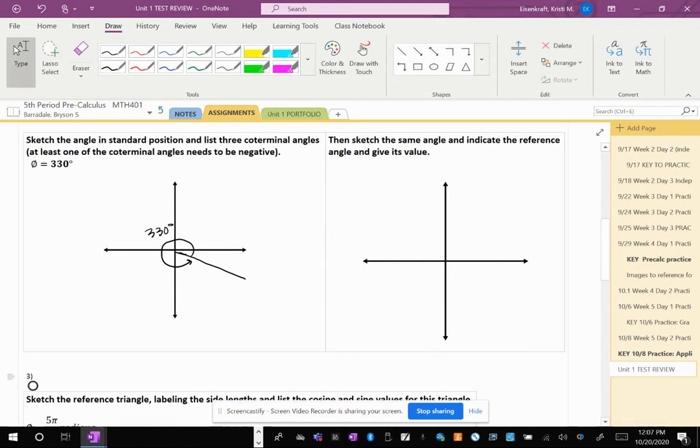Okay, so list 3 coterminal angles. So we would just add multiples of 360. 330 plus 360 is 690. Another 360 is 1050. Coterminal means it would end at the same spot. But we also need a negative. So let's take the 330 and minus 360, negative 30 degrees.